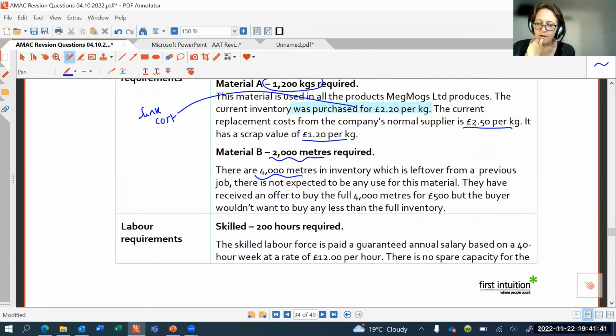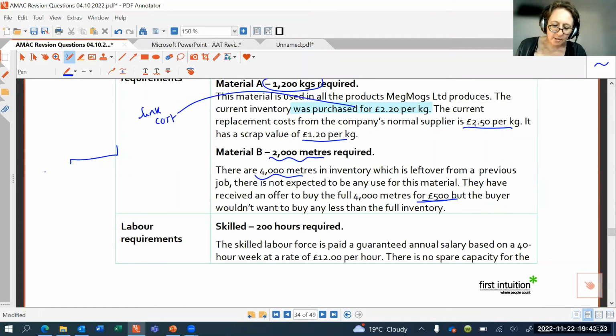We've received an offer to buy the full 4,000 meters for £500, but the buyer wouldn't want to buy anything less than the full inventory. Now, we only need 2,000. But the buyer is saying, I will take what you've got, but it's all or nothing. So just think about that. If I undertake this project, this bespoke job, what's going to happen? I'm not going to be able to sell it for the £500. So by undertaking this project, I lose out on £500.